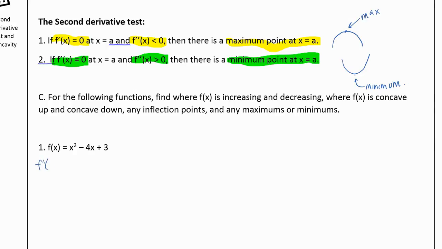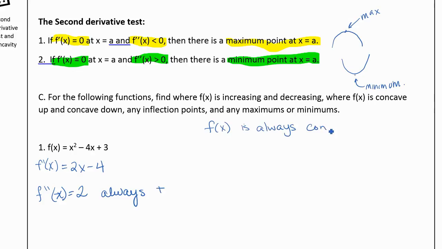So the derivative would be 2x minus 4, and the second derivative would be 2. Now, the second derivative is always positive, since it's always 2. So this entire graph is concave up. So you can say f of x is always concave up. Now, since it's always concave up and never switching concavity, we have no inflection points.